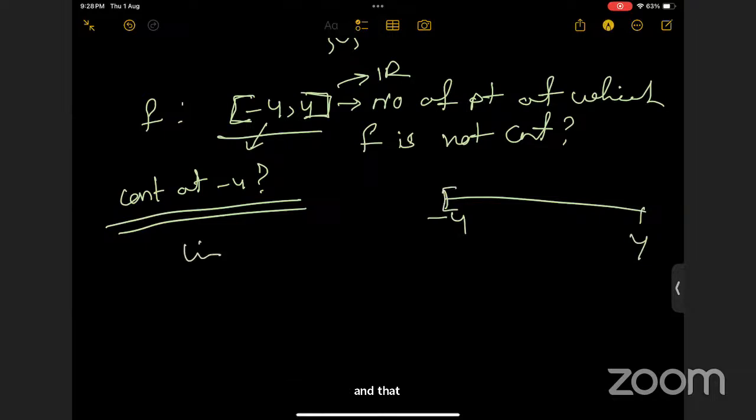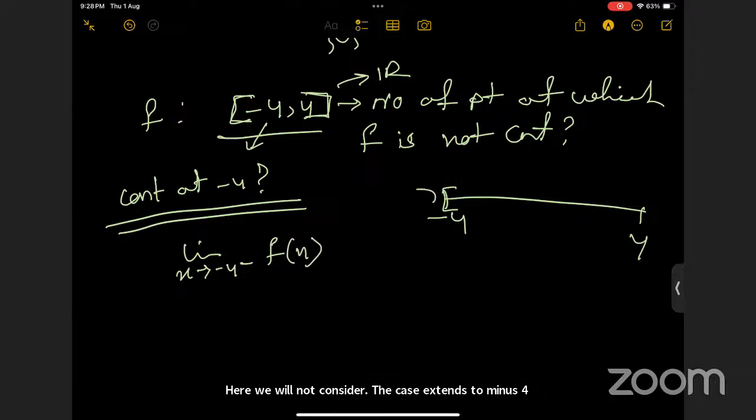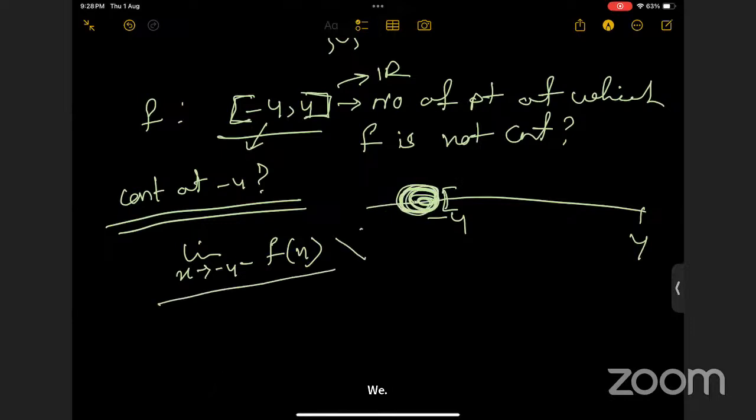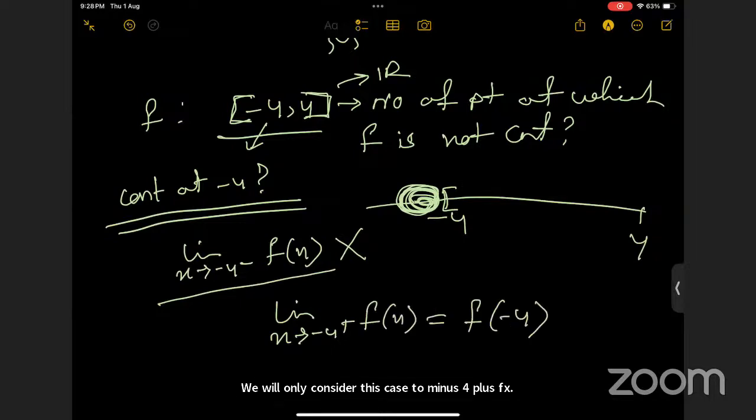We will not consider the case where x tends to -4 from the negative side, because we don't have this region in our domain, right? We don't have this region in our domain. So this case we will not consider. We will only consider the case where x tends to -4 plus. If f(x) equals f(-4), then the function will be continuous, otherwise not. Okay.